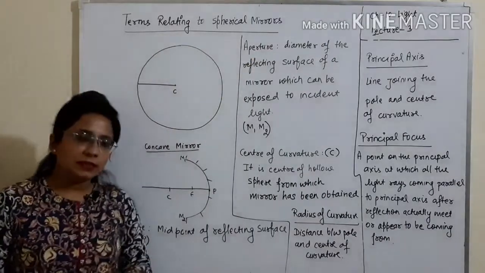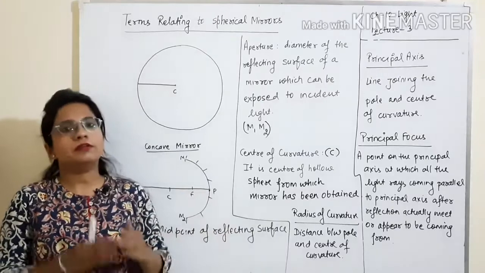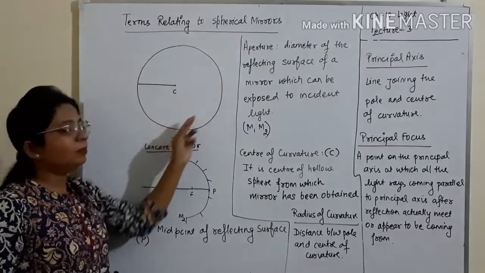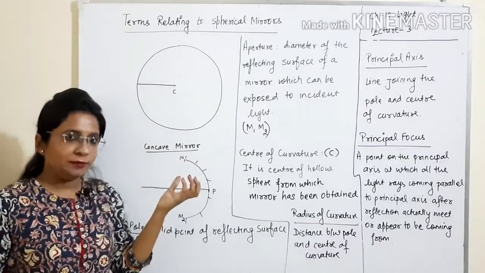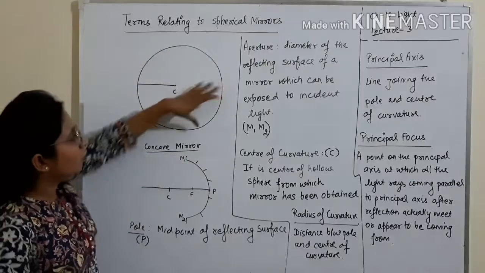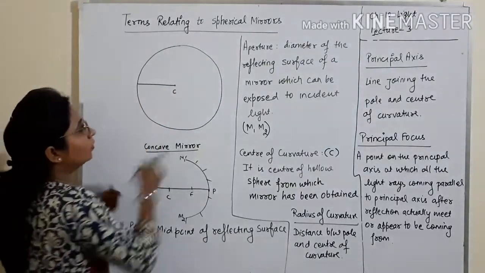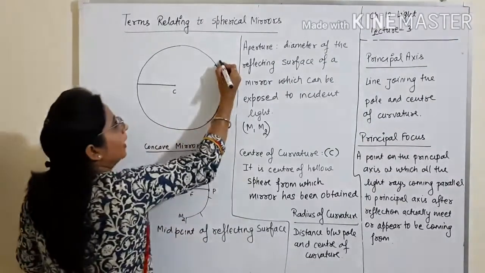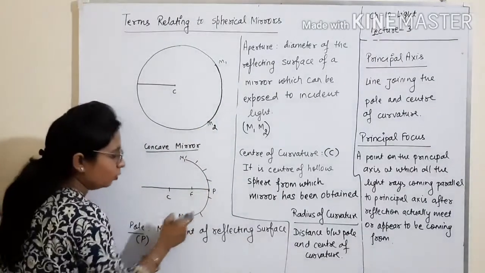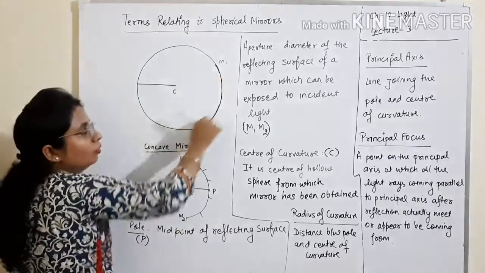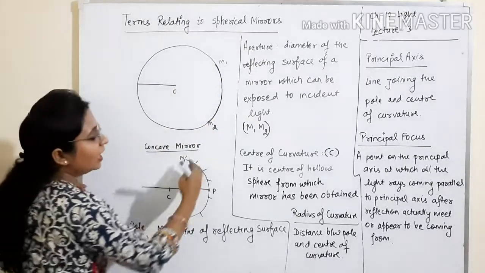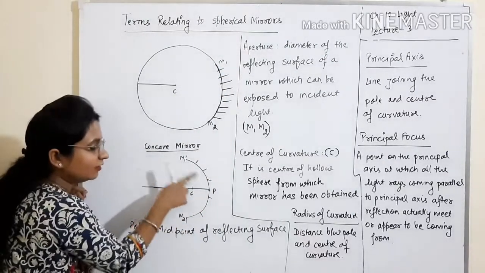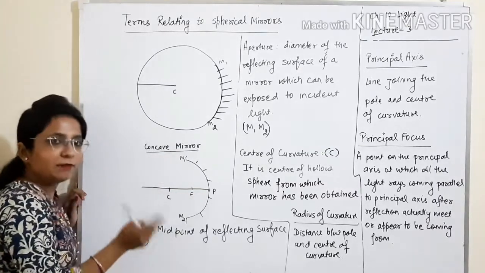Terms related to spherical mirrors. Now there are some terms which are related to the spherical mirrors. As I told you, a spherical mirror is obtained from a hollow glass sphere. If we take this hollow glass sphere and suppose we have taken this portion of it, from M1 to M2, a particular portion of this hollow glass sphere, and I have polished the opposite side, so the reflecting side is inward. That's why it's a concave mirror.